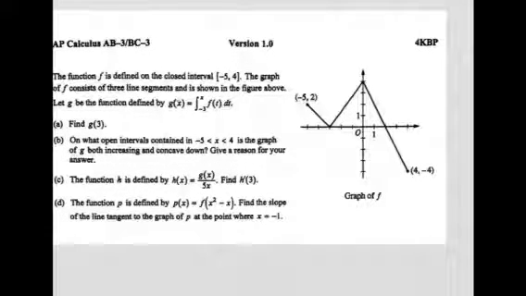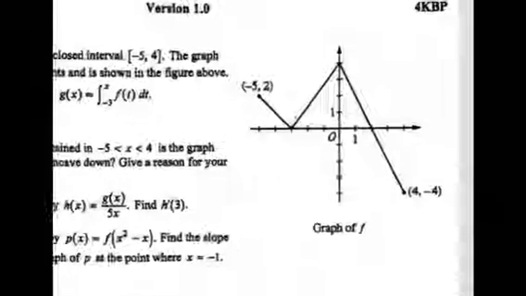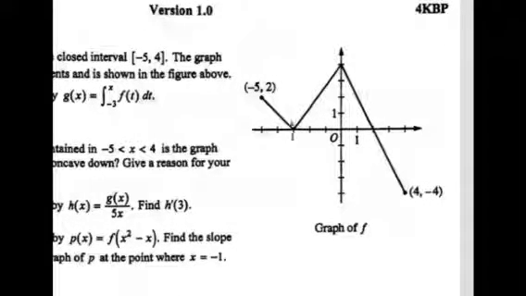Find g of 3. That means you plug in 3 there and 3 there, because that's where the x is. And so you're finding the area from -3 till 3, right? That's easy. This is a triangle. You just find the area: 1/2 times base times height, that's 6. Then 2 and 4, that would be just an area of 4.